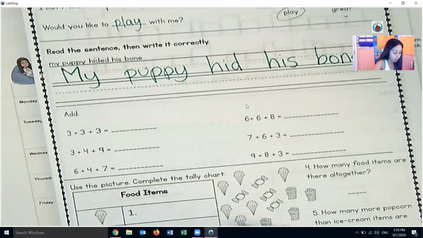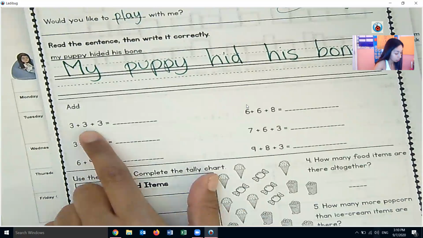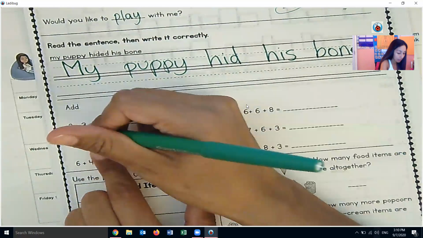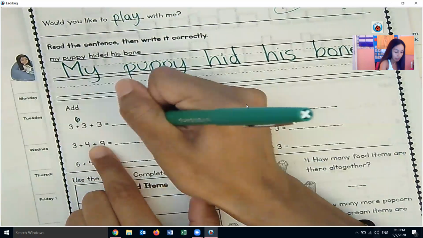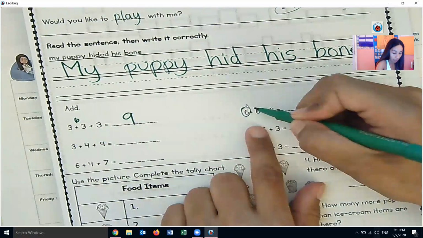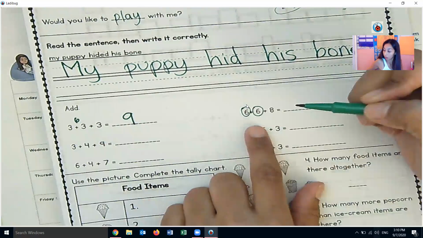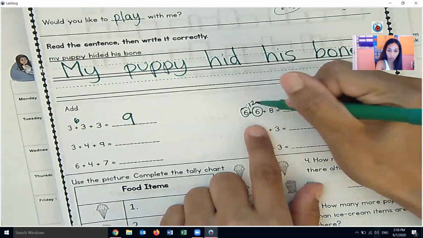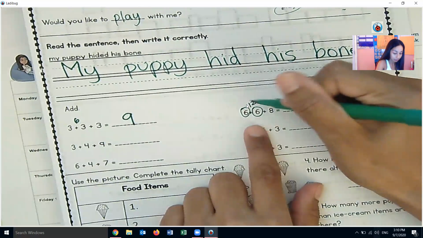I'm going to go into the math section here. So we have 3 plus 3 plus 3. The repeated addition of 3 is 3, 6, 9. 3 plus 3 is 6. 6 plus 3 more is 9. Here's our doubles, which is our math lesson for tomorrow. 6 plus 6 is 12. 12 plus 8 more, that makes 20.